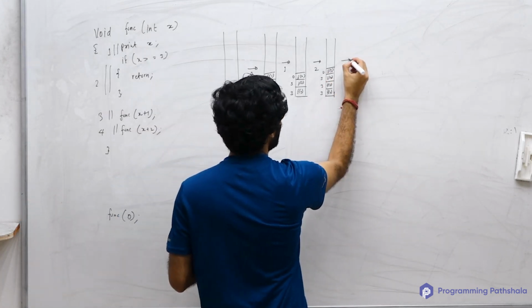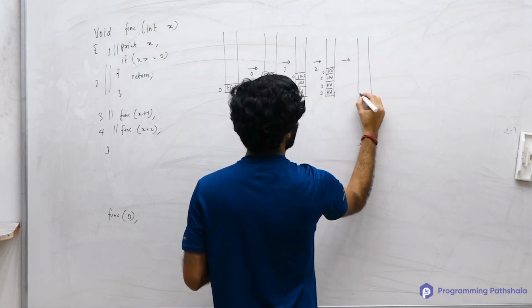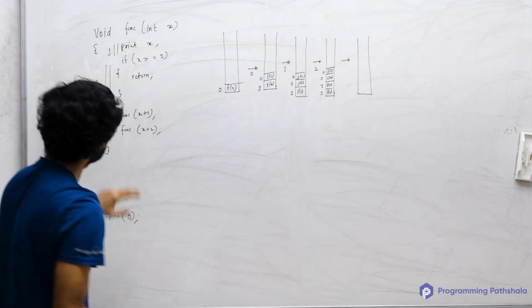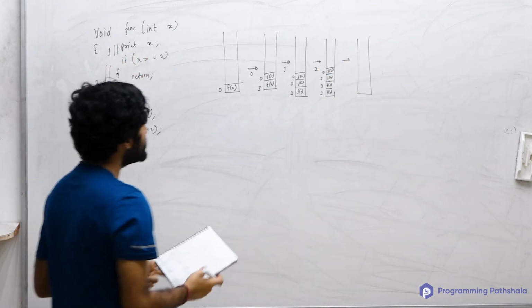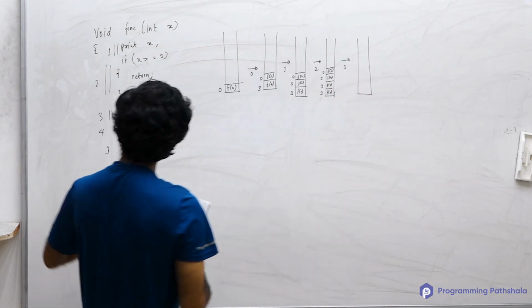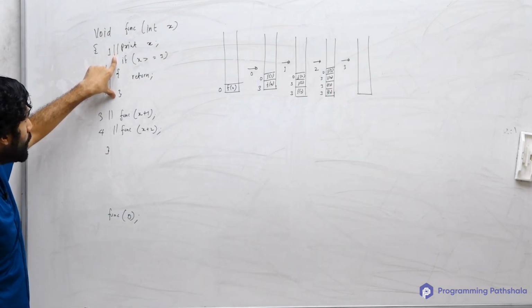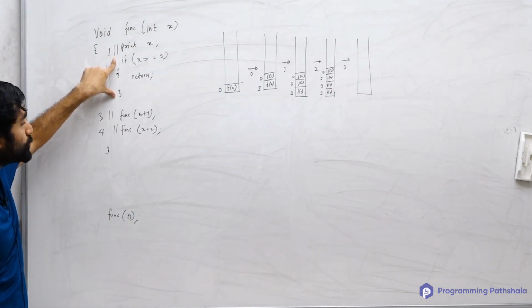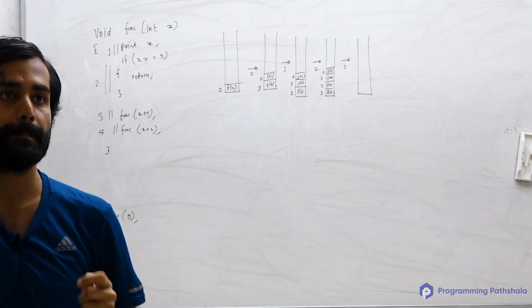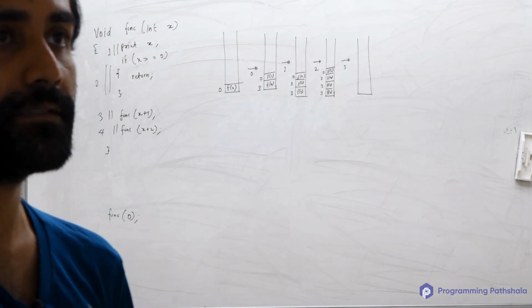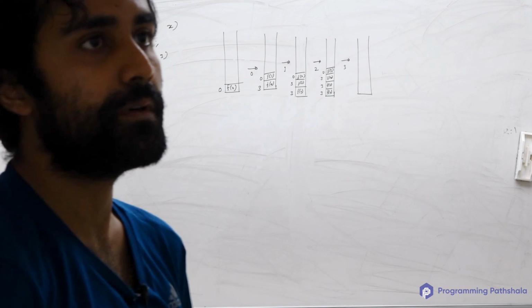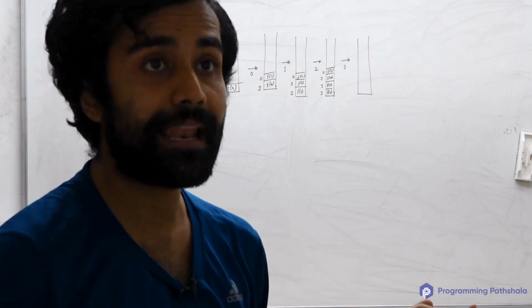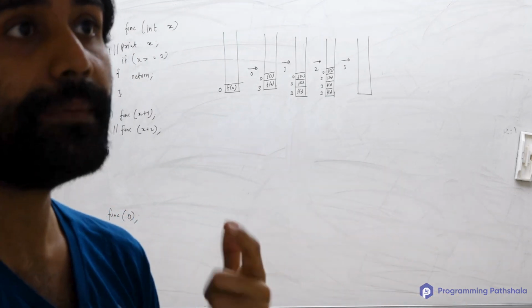Now what should happen? Now f of 3 will get executed. The first thing it will do is print the value 3. After this it will come to the if block. What will happen if it comes to the if block? Will the condition be true or false? The condition will be true. So since the condition is true, what will happen? It will exit. What is the meaning of exit?